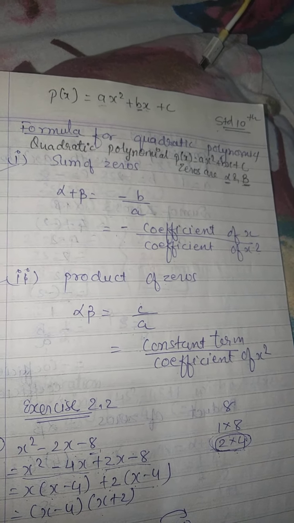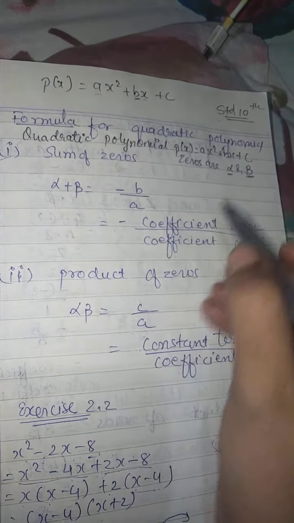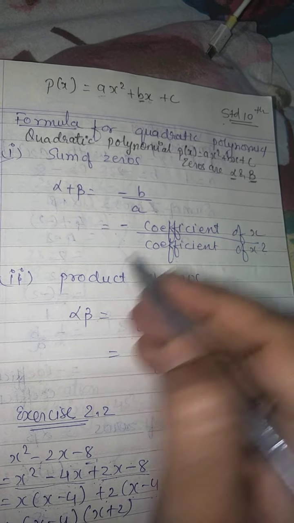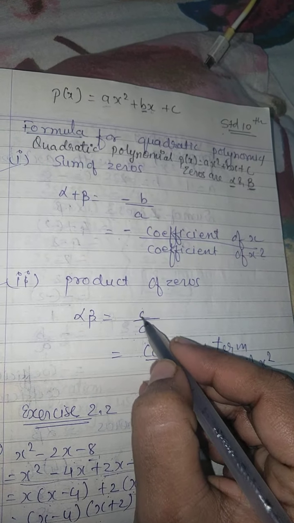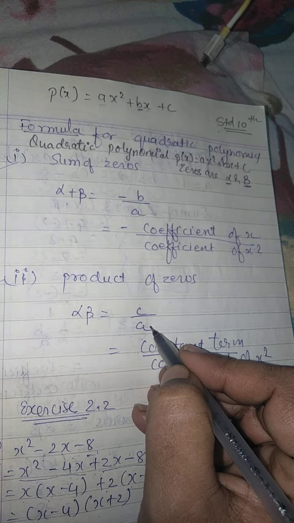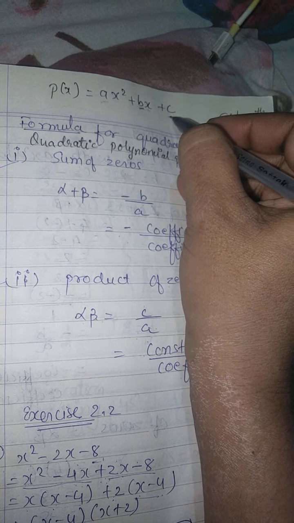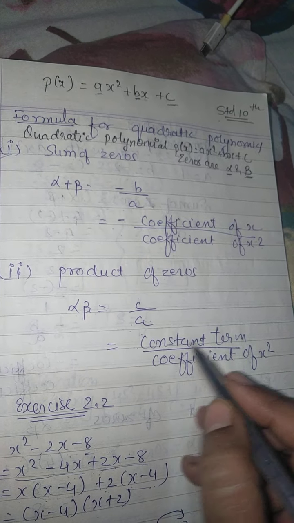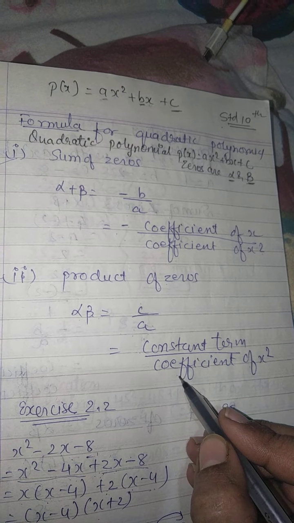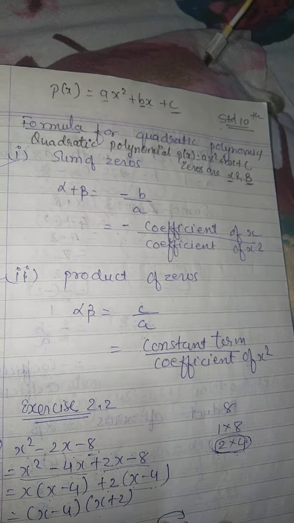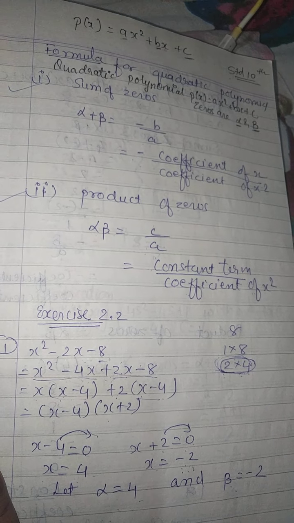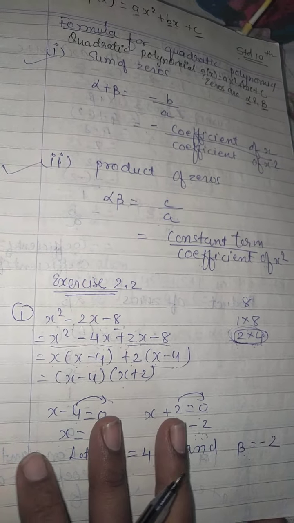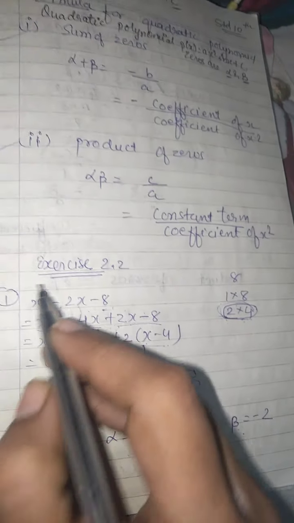The second formula is that of the product of zeros. The product of zeros means we need to multiply these two zeros, alpha into beta. The formula will be c by a. c means the constant term and a means the coefficient of x square. So in place of c I will write constant term, and in place of a I will write coefficient of x square. Now let us apply these formulas in exercise 2.2.